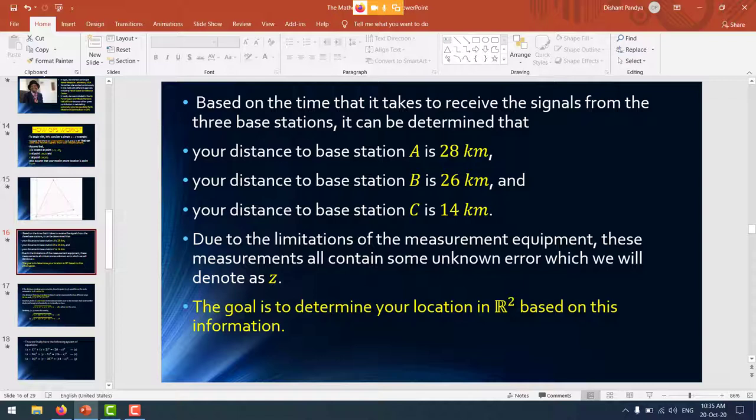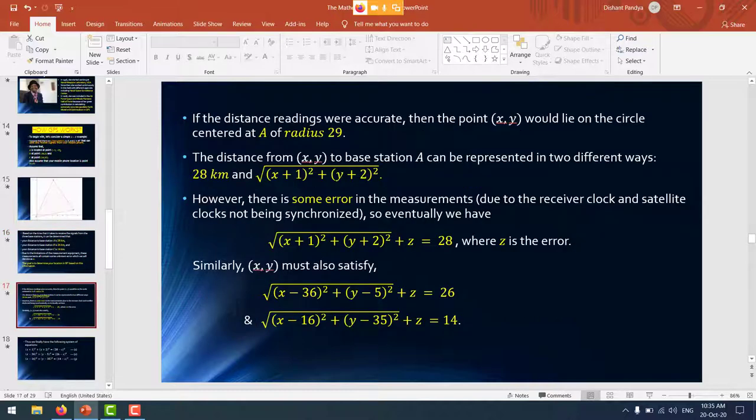Okay. Now the goal is to determine your location in R2 based upon this information. So it's quite simple. Let me introduce you to the system of equations.